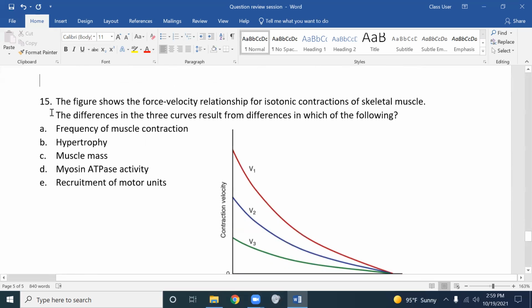Let's move to number 15. There we are. The figure shows the force velocity relationship for an isotonic contraction. Okay, the difference in the three curves results from differences. Obviously, this is a slow one, a medium one, a very fast one. And it is due to differences in which of the following? It's D. How fast the myosin ATPase can allow the ATP to come in, hydrolyze it, and get onto the next contraction. And that's what this is.